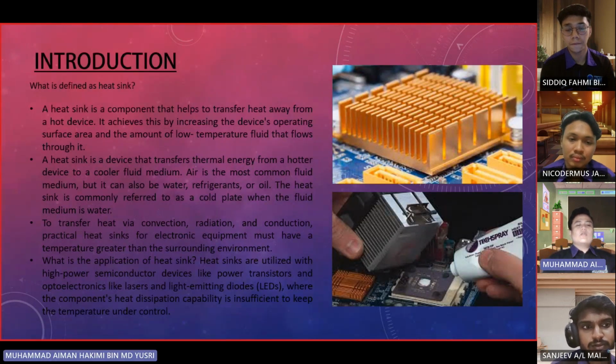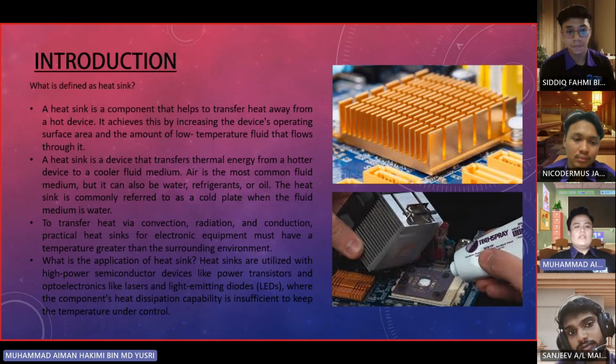For introduction, what is defined as a heat sink? A heat sink is a component that helps to transfer heat away from a hot device. It achieves this by increasing the device operating surface area and the amount of low temperature fluid that flows through it. A heat sink is a device that transfers thermal energy from a hotter device to a cooler fluid medium.